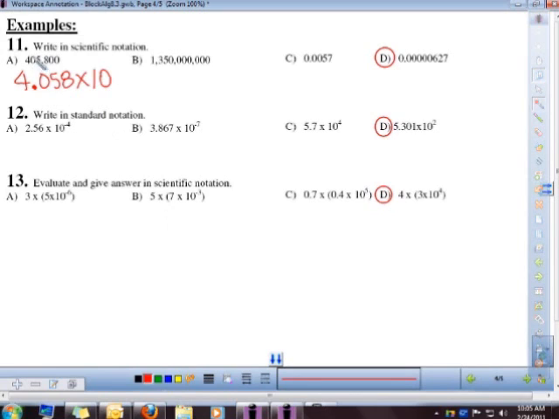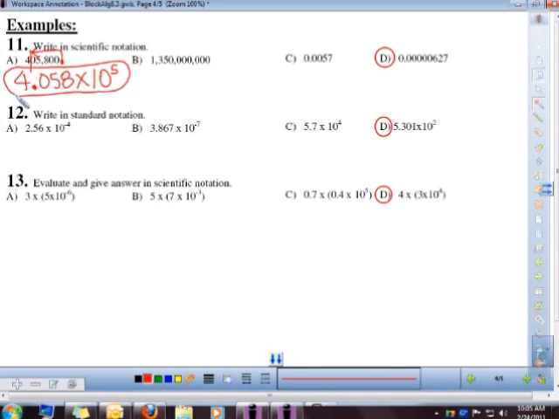So we want to see how many places did we move the decimal. Well, we moved it from here over to here. So how many places did we move the decimal? 5 places. So that's how many times we multiply by 10. So 4.058 times 10 to the 5. It makes sense. That's good.